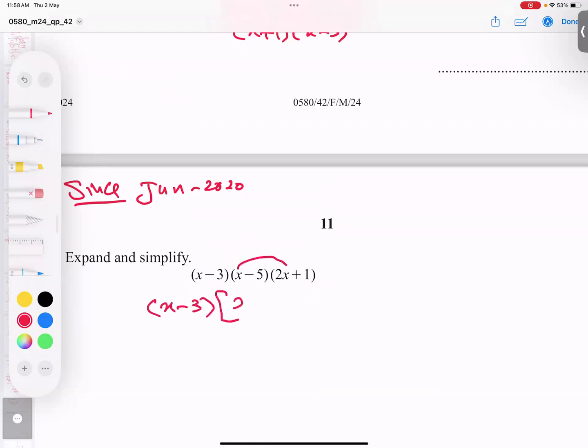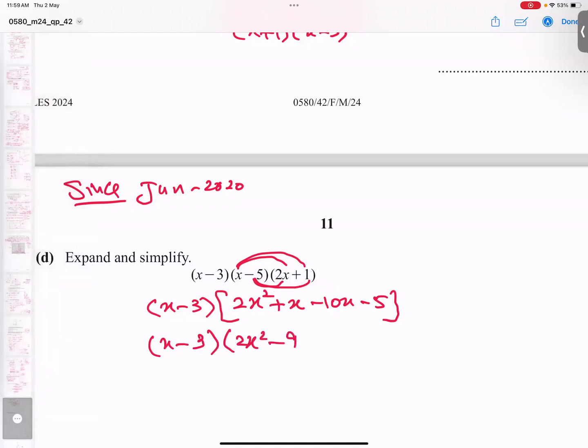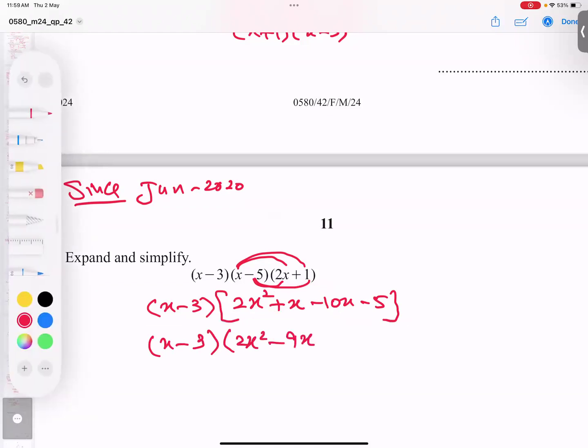X into 2x, I got 2x to power 2. X into 1, I get x. 5 into 2, I got 10x. 5 into 1, I got 5. Okay. Don't multiply until you simplify. 2x squared. Solve these two. -10, we got -9 with the x. And -5. Now I will multiply this with each number.